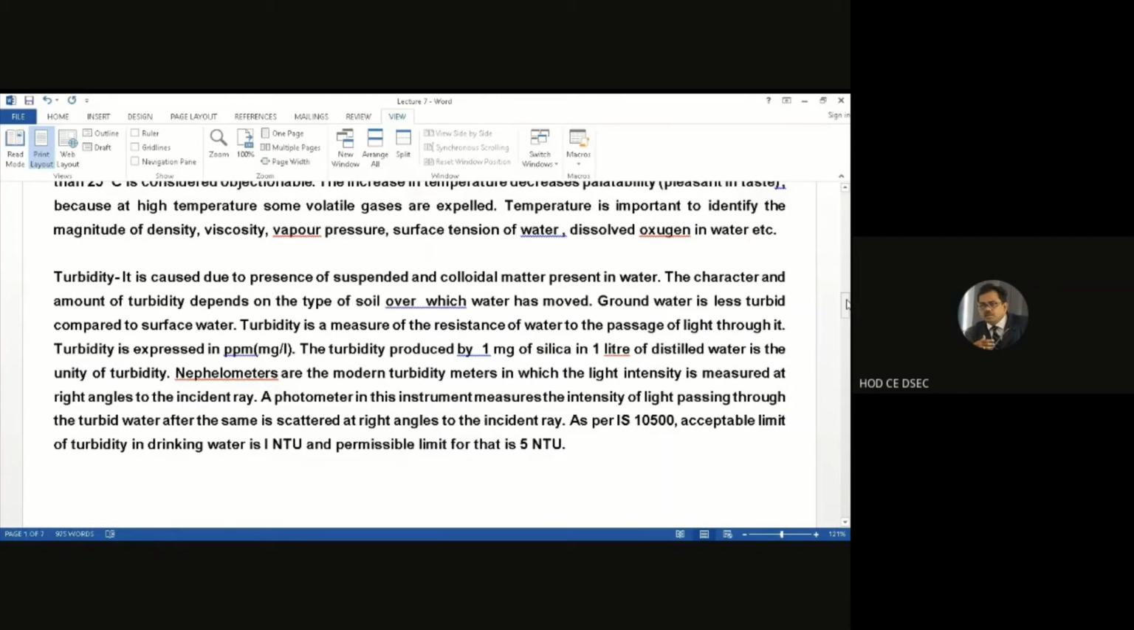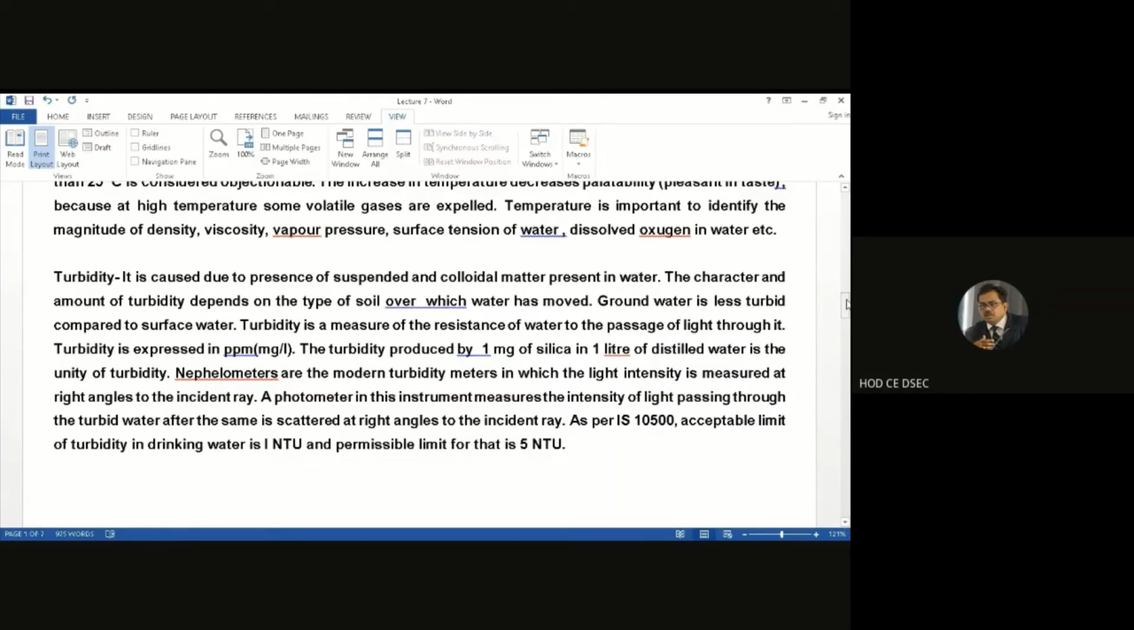A photometer in this instrument measures the intensity of light passing through the turbid water after it is scattered at right angles to the incident ray. So by this mechanism, by this scattering of light, the equipment, that is the nephelometric turbidity meter, directly gives us in digital display the turbidity of the water.